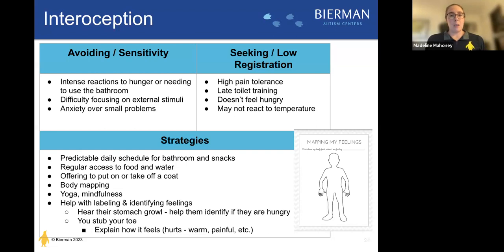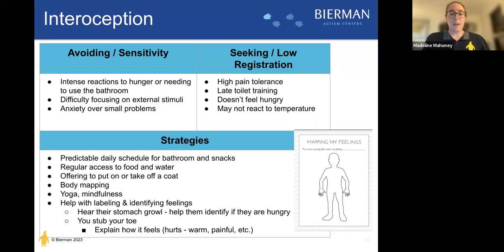Yoga and mindfulness are really helpful, especially with some of our older kiddos, to just slow down and take a break and realize what's going on. And then as an adult, we can help label and identify feelings as much as possible. This could look like if you hear your kid's stomach growl and they haven't really eaten all day because they've just been so busy playing that they forgot that they needed to eat.